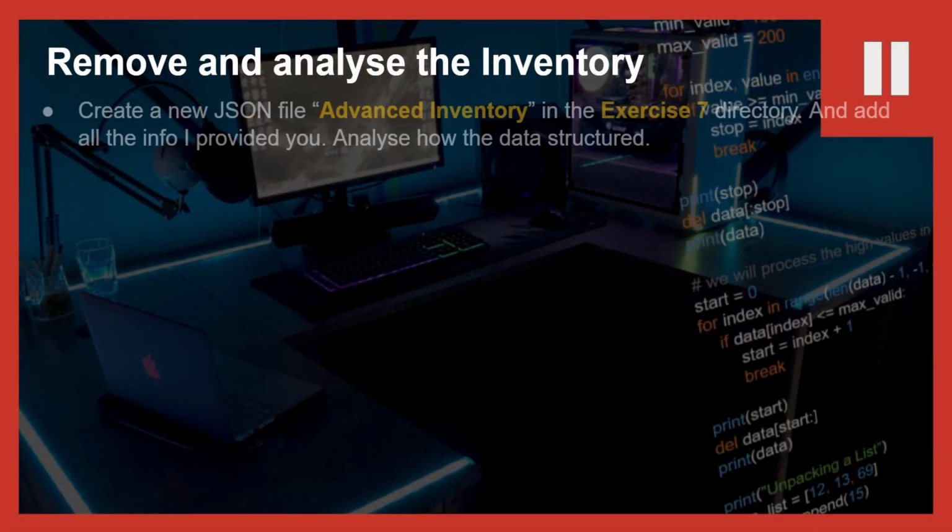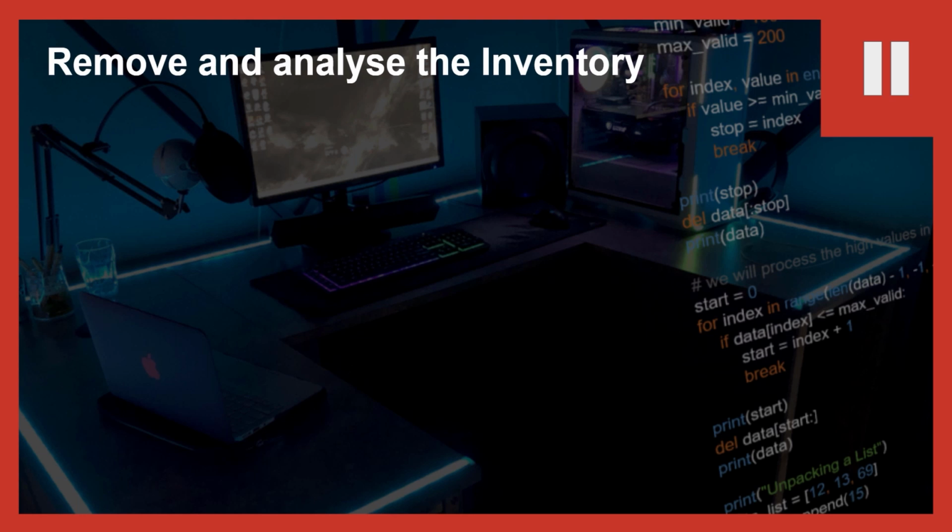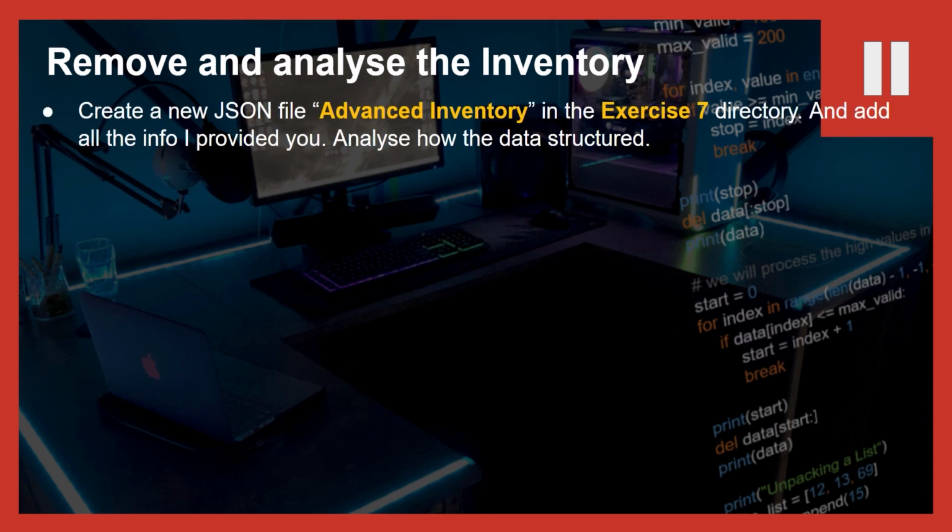Okay, so as you can see right here, you need to remove and analyze the inventory. First, you'll need to create a new JSON file that is the advanced inventory. So remember, you need to create a JSON file. And what was the type of JSON file? It was .json. So you'll need to create an advanced inventory JSON file in the exercise 7 directory. Remember, the new directory that we created, and add all of the information I provided you.